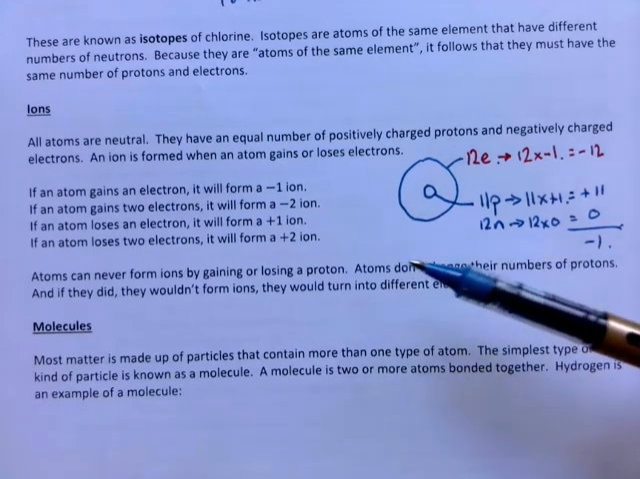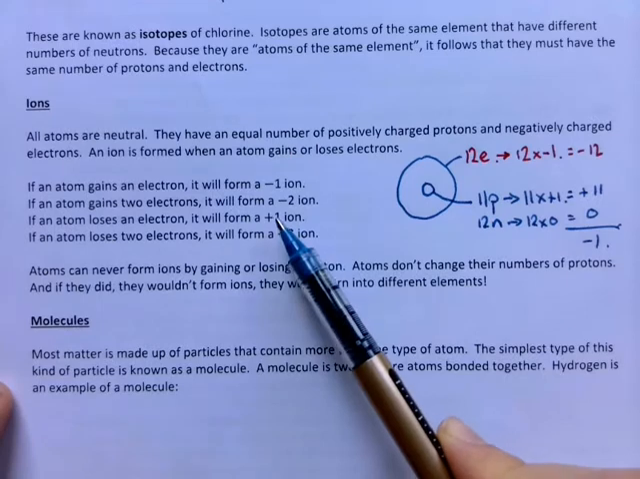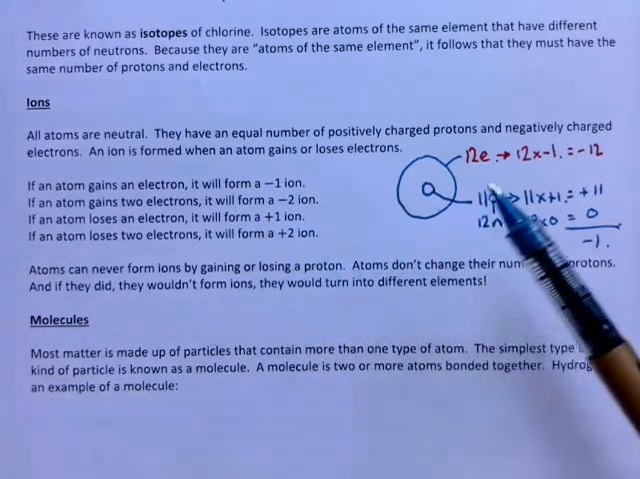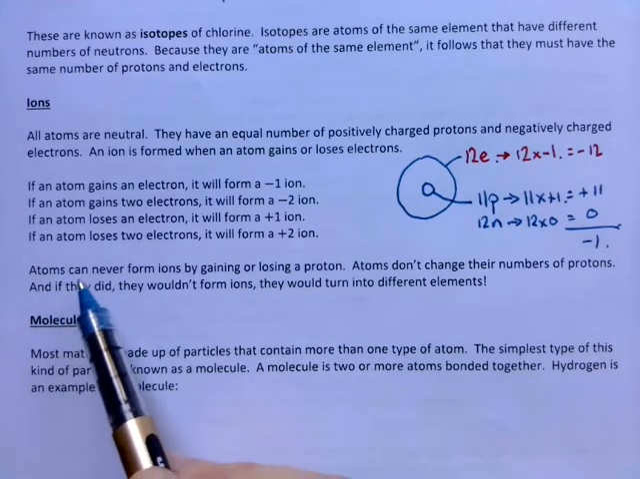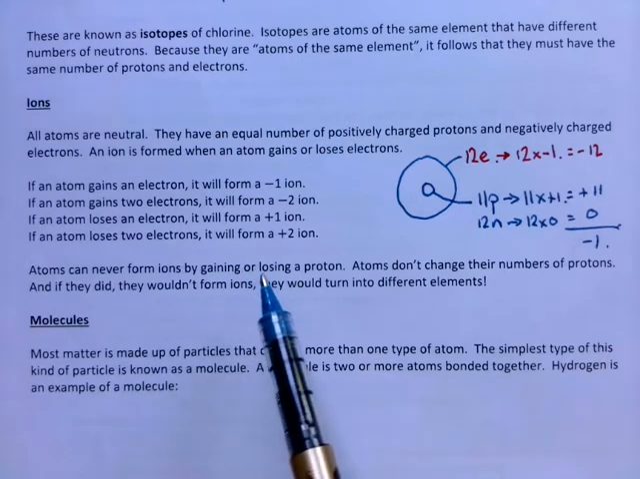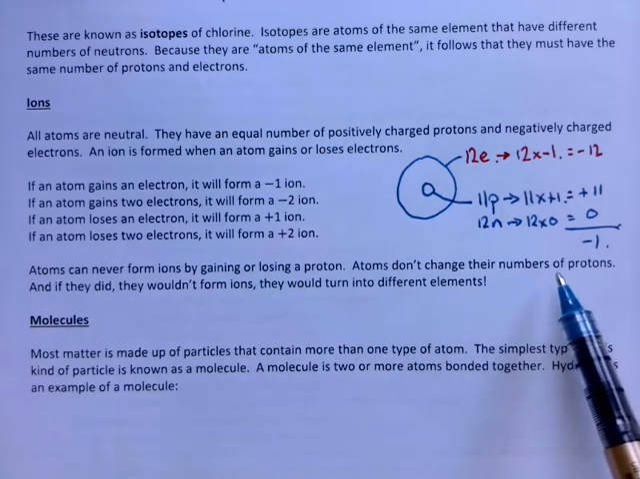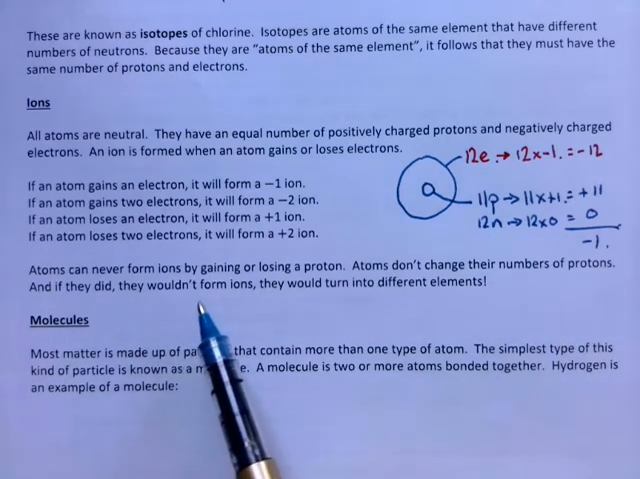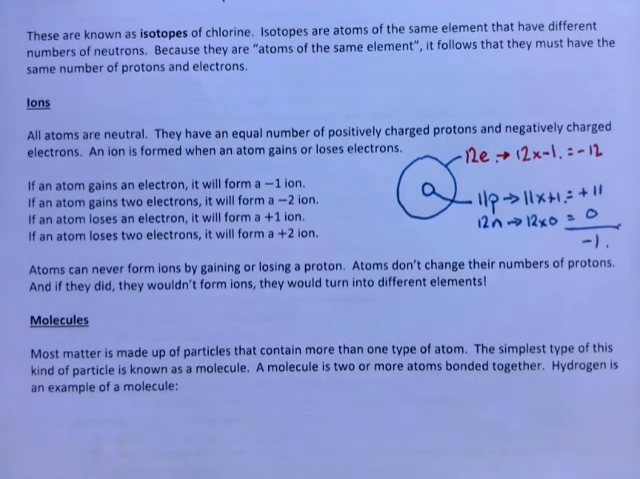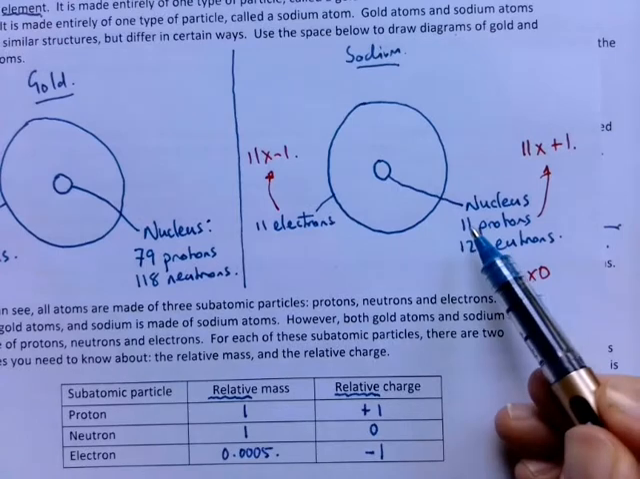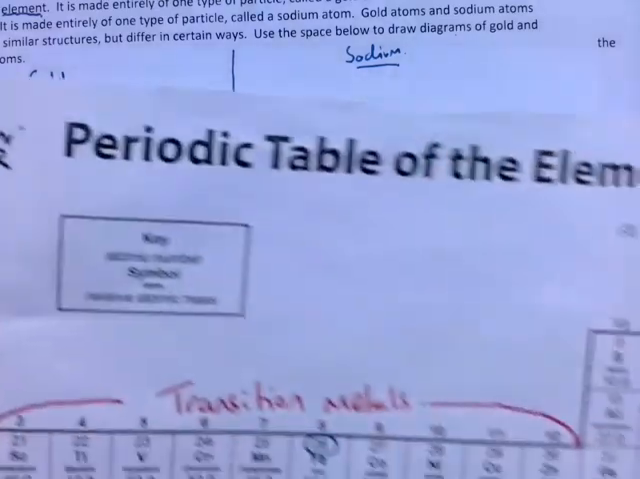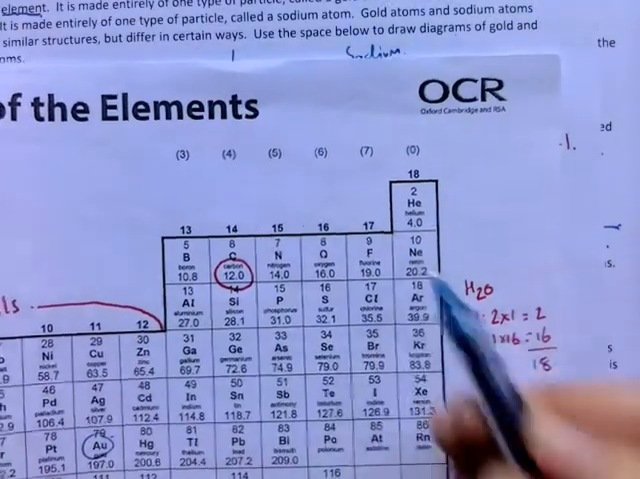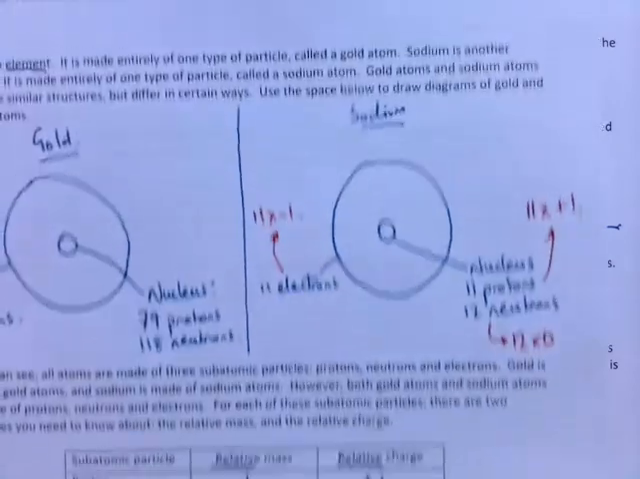However, if I take electrons away, the opposite will happen. So if I take an electron away, I'll start making positive ions because I'll have fewer electrons than protons. Now, atoms can never form ions by gaining or losing a proton, so that never happens. Atoms don't change the numbers of protons. And if they did, they wouldn't form ions, they would turn into different elements. Remember, if I was to take a proton away from a sodium atom, I wouldn't make an ion, I would make an element that has 10 protons, which is neon. All right, so don't change the number of protons, only change the number of electrons.